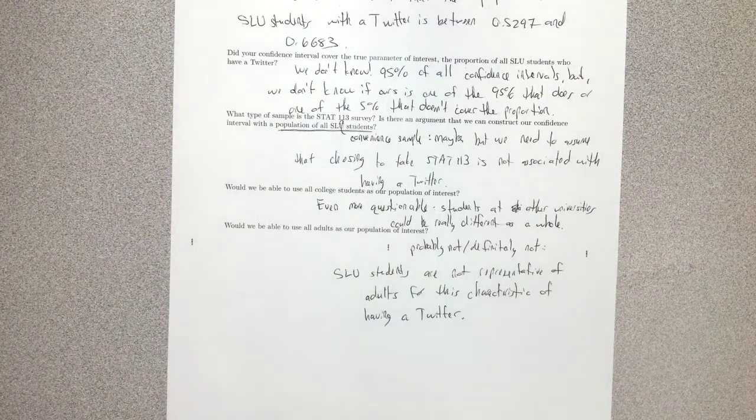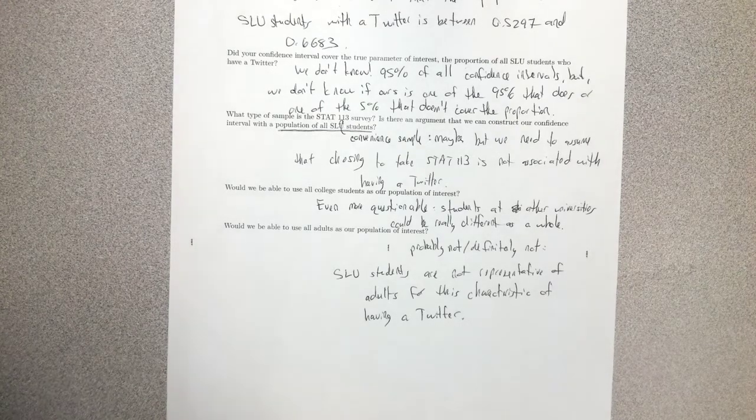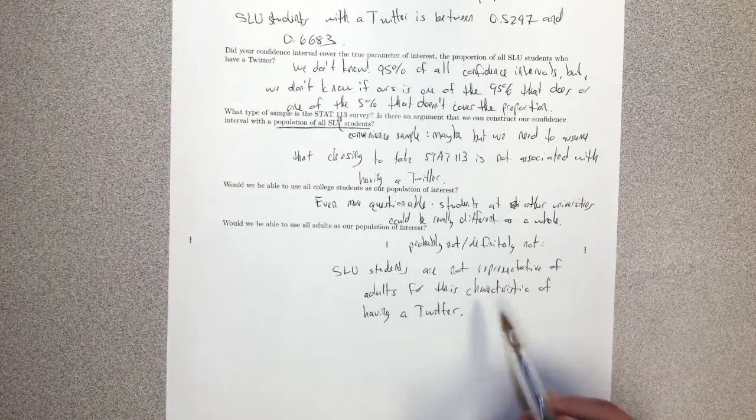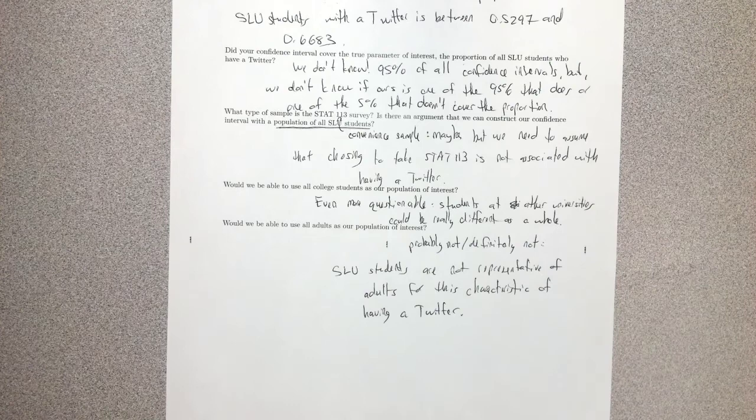They might be representative of adults for different characteristics, like I guess height, maybe. You could make an argument that SLU students would be representative of all adults, but that's kind of a case-by-case basis where we have to use our logical reasoning and our logical intuition about whether having this Twitter account would be representative for all adults, and it's probably not.